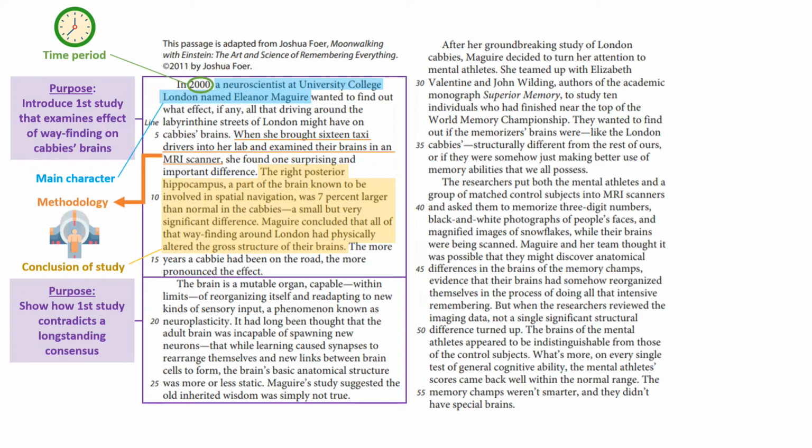in the last sentence of the paragraph, which says, "Maguire's study suggested the old inherited wisdom was simply not true." In the first sentence of this paragraph, we can see the definition of a scientific phenomenon called neuroplasticity. The next few sentences explain that while people thought before that the brain's physical structure cannot change, it actually can.